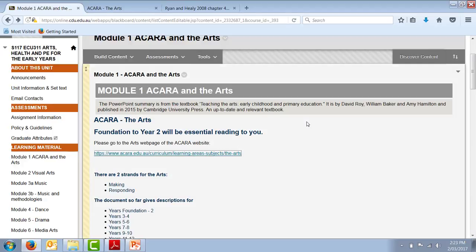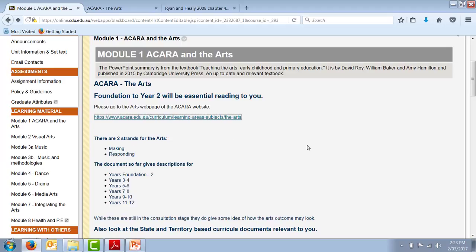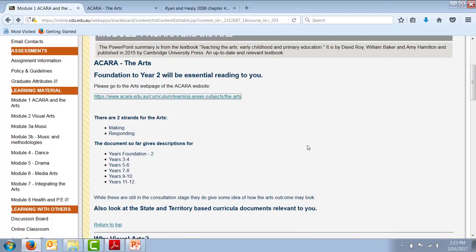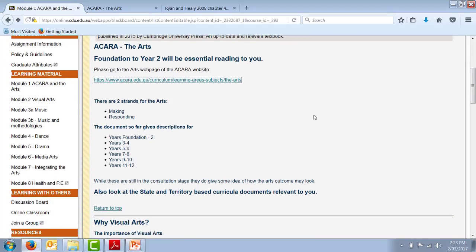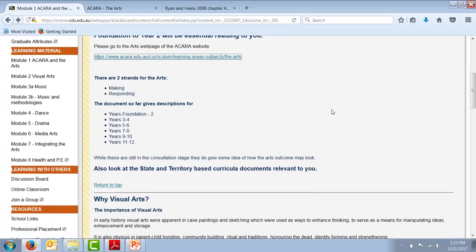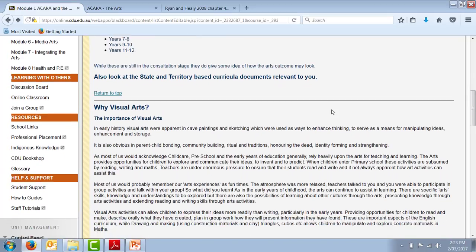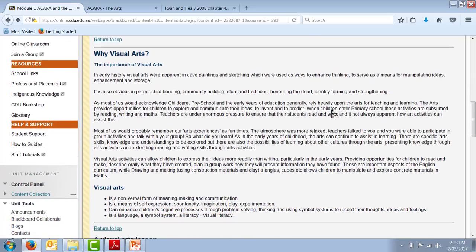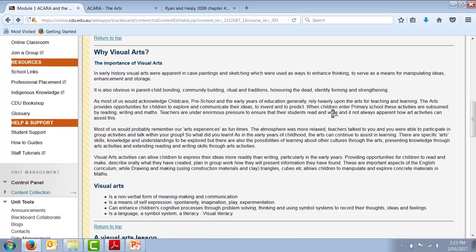Alright, there's those 2 dot points I was talking about, the 2 strands for arts and making and responding. The document talks about the year's foundation or transition through to grade 12. Why visual art? So I want you just to consider, and you can write this on the discussion board if you like, why visual art is so important.